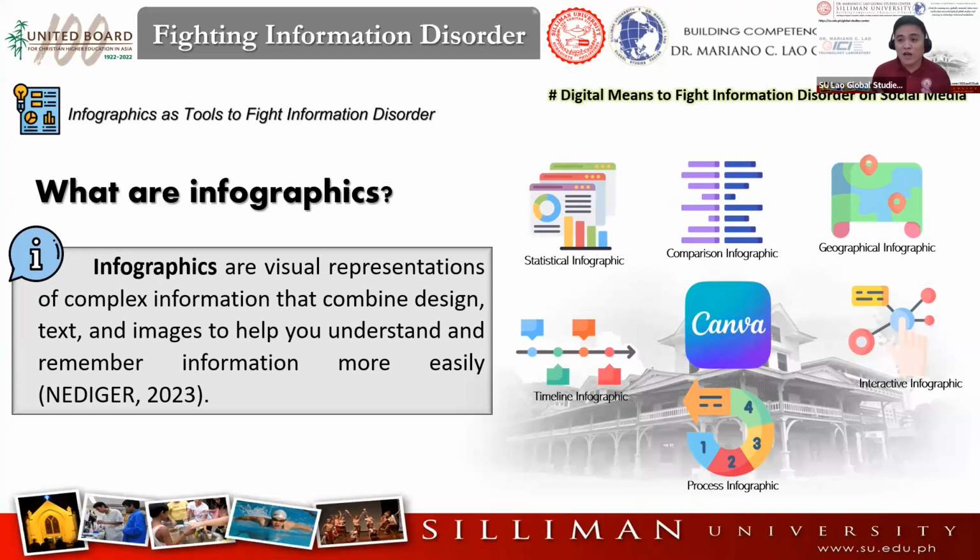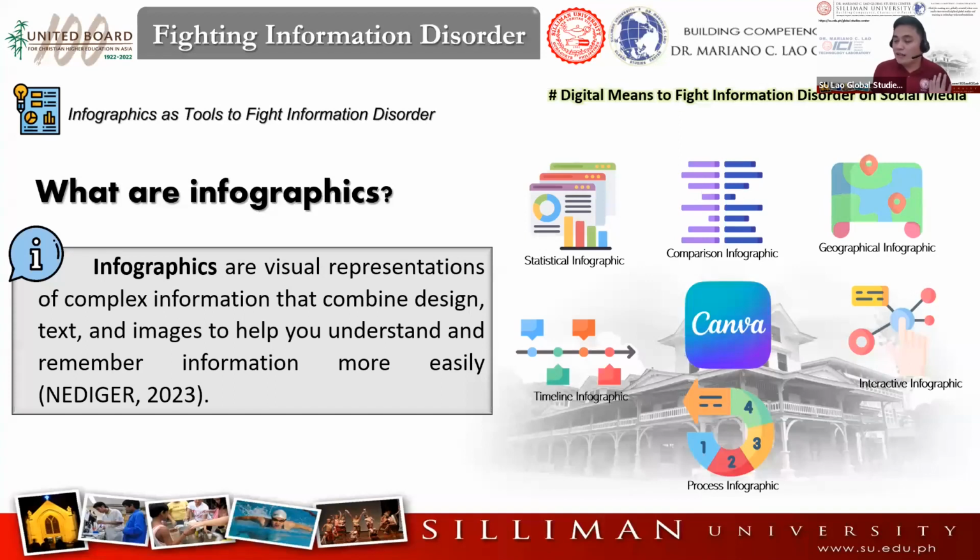So you can have both sides to reveal, for example, the real fact and then the fake news. It's a comparison infographic, a side by side showing you the details about that particular information, if it is fact or fake. And then you can have the geographical infographic, which means it shows the geographical location of that particular issue.